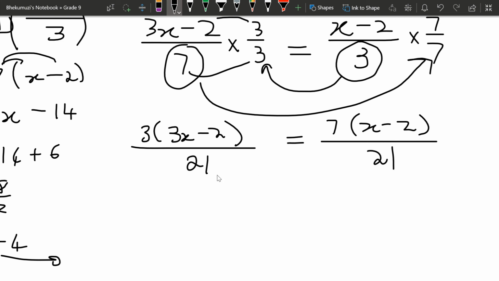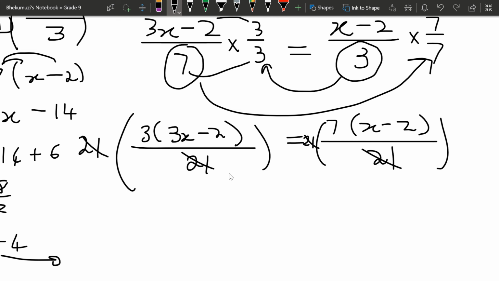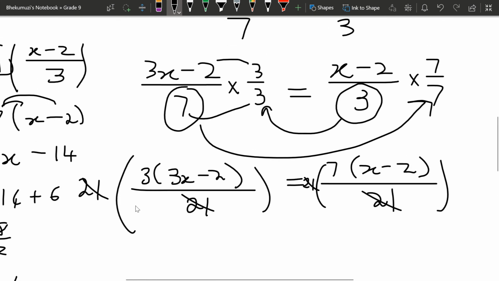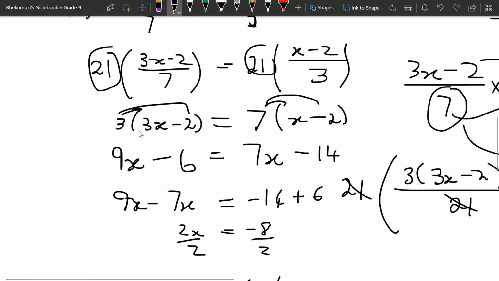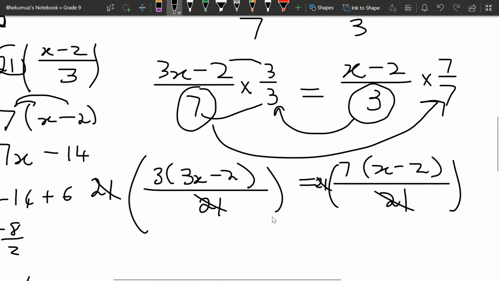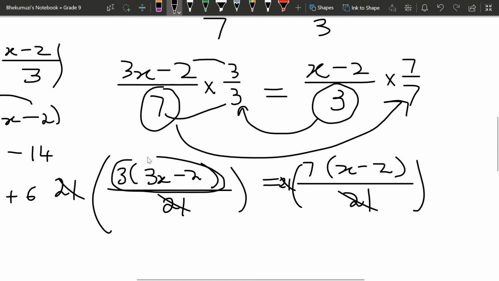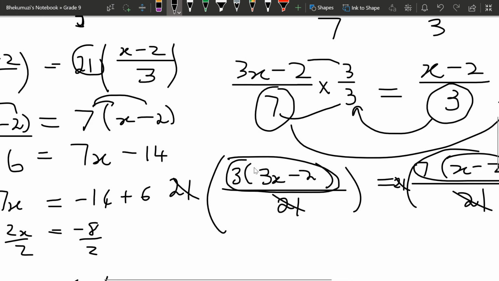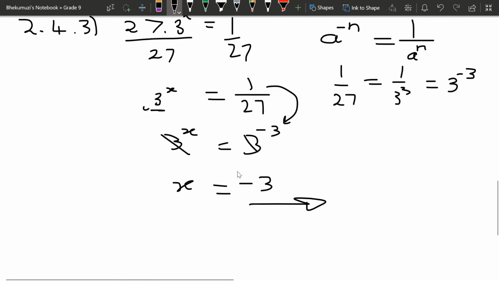But now since we have 21 and 21 on both sides, we can actually multiply everything by 21. If we multiply everything by 21, you see that this actually cancels out quite easily. And then you are left with the same thing that we had on the one side, where we would have 3 times the bracket 3x minus 2 and 7 times the bracket x minus 2. As you can see here, we are only going to be left with the numerators only, right? So it's the same method, same way we could do it.